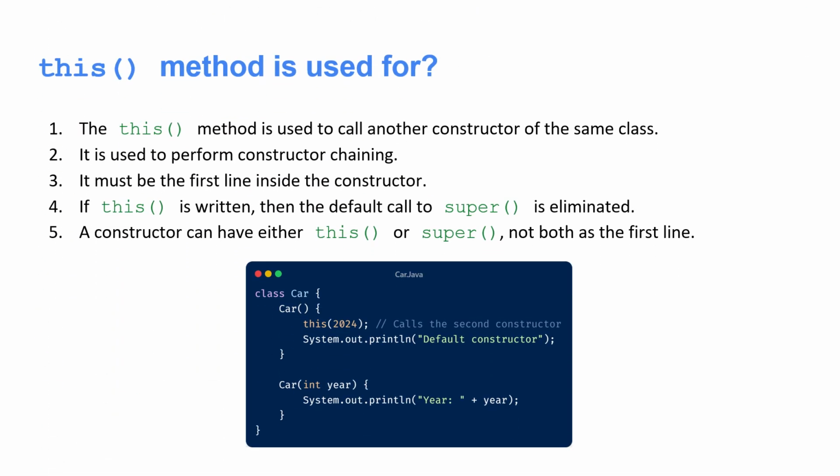This method is used to call another constructor within the same class. It's a key part of constructor chaining in Java. It must be the very first line in the constructor. When you use this method, the default call to super method is skipped. And remember, a constructor can have either this or super method as the first line, but never both.